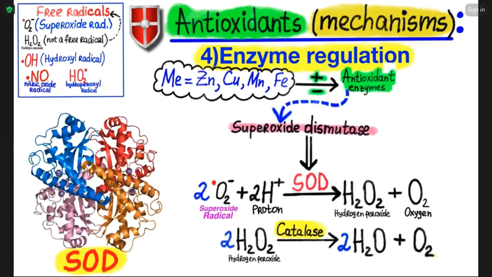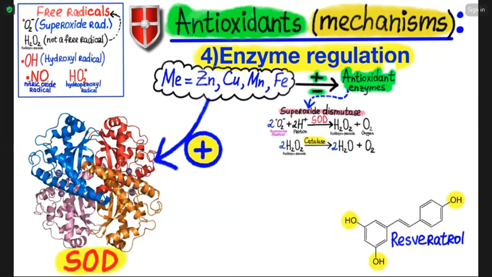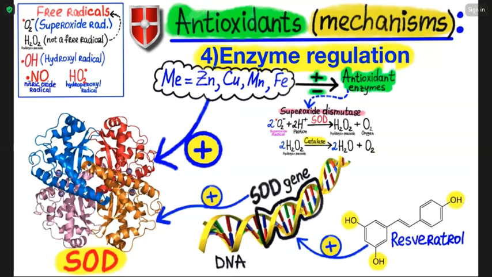Here's the structure of superoxide dismutase. Metals like zinc, copper, and manganese are essential cofactors for SOD. They help activate the enzyme and maintain its proper function in converting superoxide radicals to hydrogen peroxide. Additionally, certain antioxidants can stimulate the production of SOD within cells. For example, resveratrol has been shown to upregulate SOD expression, thereby enhancing the cell's ability to neutralize superoxide radicals.